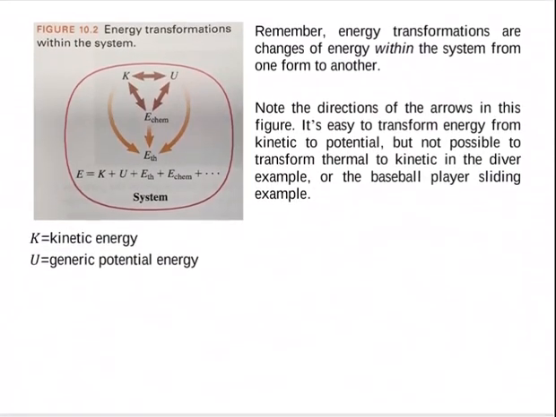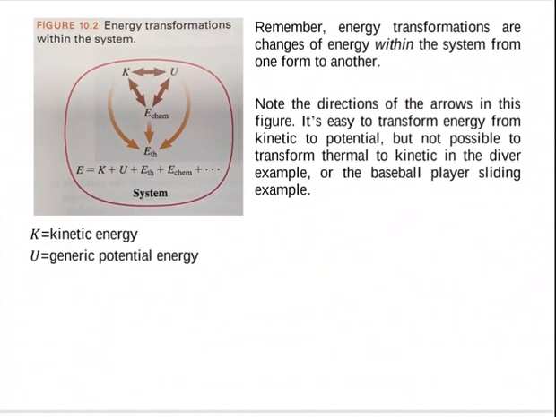So, energy transformations within a system. The system is the big circle enveloping and containing this little sub diagram. Energy transformations that are going on within the system. So we have kinetic sitting here, we have potential sitting here, and then chemical energy sitting here. Now, notice it says energy transformations are changes of energy within the system from one form to another.